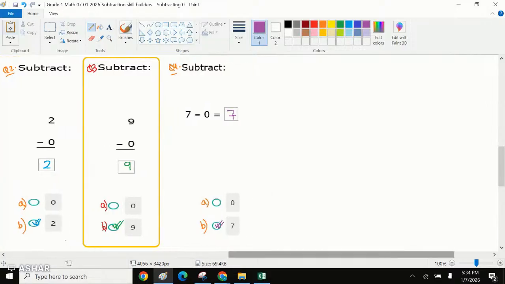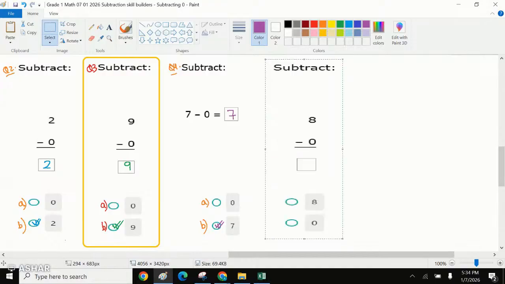Moving ahead, the next question says subtract, okay, 8 minus 0. This is question number 5 with the options A and B. And it says 8 minus 0.